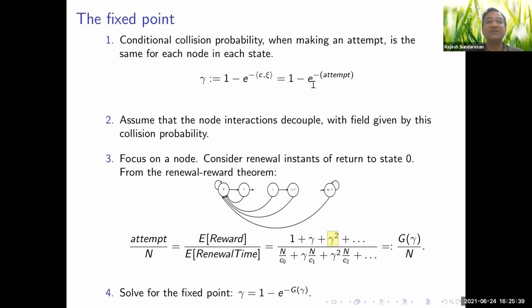Gamma is 1 minus e to the minus attempt, and attempt is just g of gamma. So gamma is 1 minus e to the minus g of gamma. And so we can solve this and hope that the system will actually operate at a solution to this particular fixed point. So here you can see that the solution depends only on the parameters C0, C1, etc. for the attempt probabilities, and a certain gamma which is unknown, which I want to discover, and I discover that by solving this particular equation. So that's the fixed point. We solve this, and we hope that the system will be there.